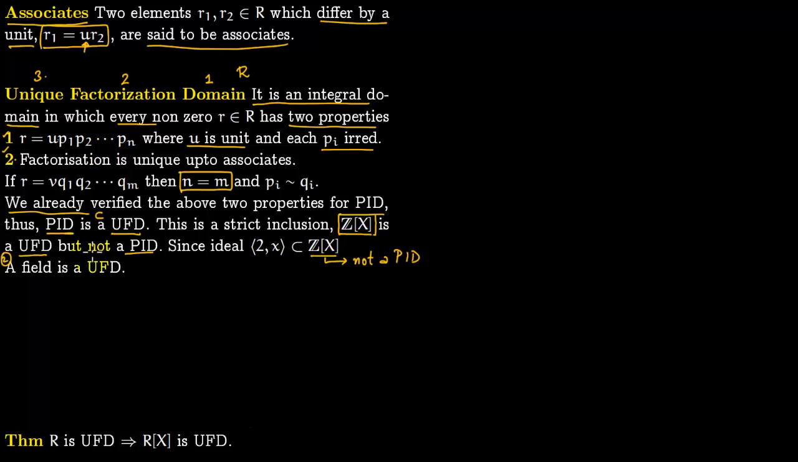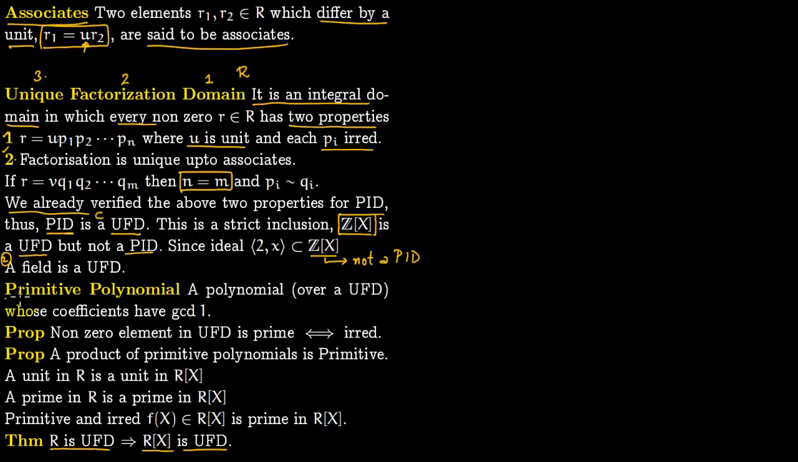So the big theorem we want to prove is this: if R is given to be a unique factorization domain, then R[x], that is the ring of polynomials with coefficients in R, is a unique factorization domain. So if R is a unique factorization domain, then you can simply not worry too much about the polynomials with coefficients in R. That will also be a unique factorization domain. But to prove this theorem, we have to prove a couple of results.